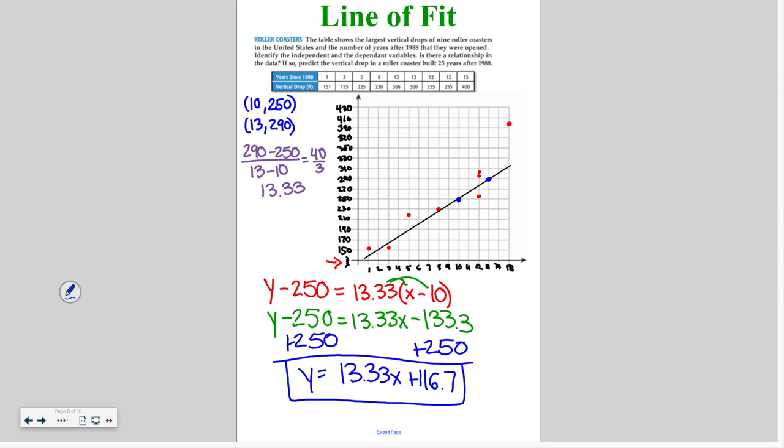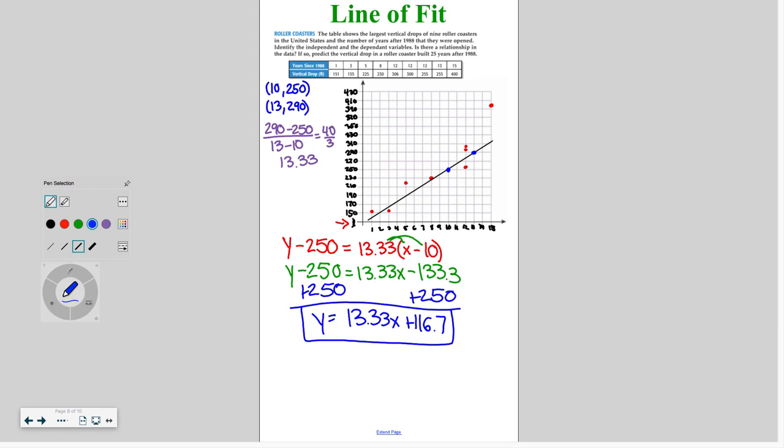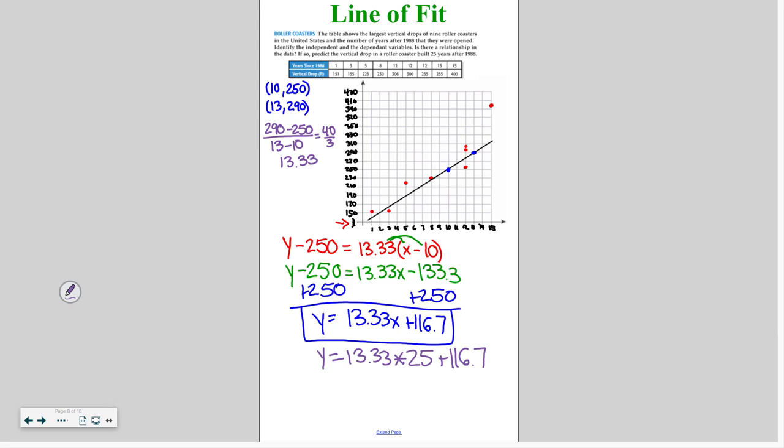The last thing that this problem asks us to do is to predict the vertical drop of a roller coaster built 25 years after 1988. So now that we have our equation, we can go ahead and solve this problem by plugging in 25 as our x value. So y is equal to 13.33 times 25 plus 116.7. When I do use PEMDAS to solve this equation, I get 449.95, and I want to make sure I put that label on there of feet.